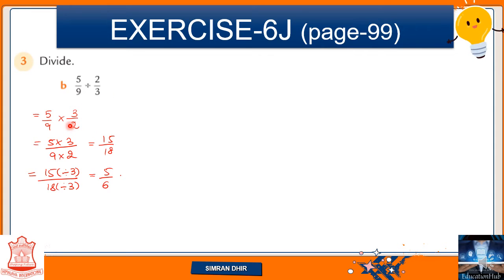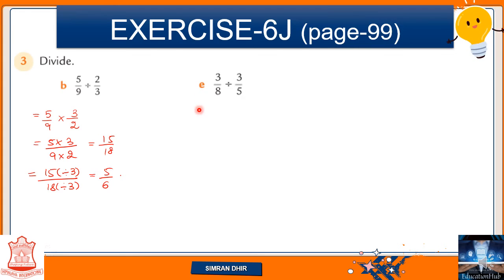So 5/9 into 3/2, then 5 3 times is 15 and 9 2 times is 18. So we got 15/18 as our answer. But this is not in the lowest form because numerator and denominator के अंदर कुछ common है and that what is that common thing? That is 3. So 15 divided by 3 will be 5 and 18 divided by 3 will be 6. So 5/6 is our answer. I hope this is clear to you.